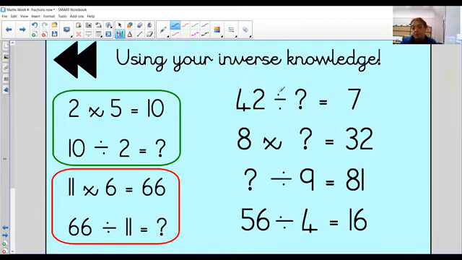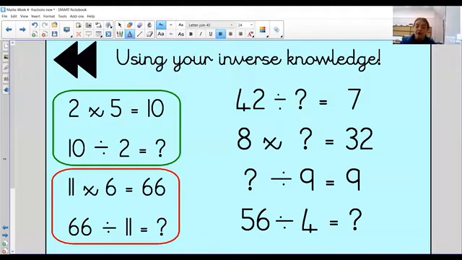So 42 is my whole. I'm dividing it in, I don't know how many parts, but I know that in each part there is 7. Okay, so how many parts? You need to use your inverse there to work out what that missing number is. Okay, so have a little go at those. So think, if you've got the whole, you are probably going to have to divide. If you haven't got the whole, you are going to have to times. Okay, so think about what the whole is.